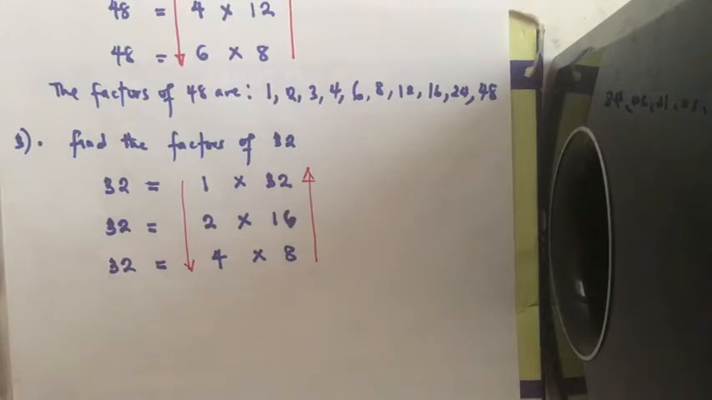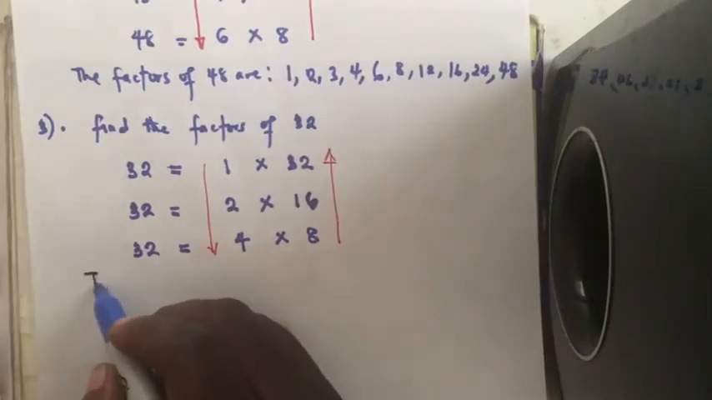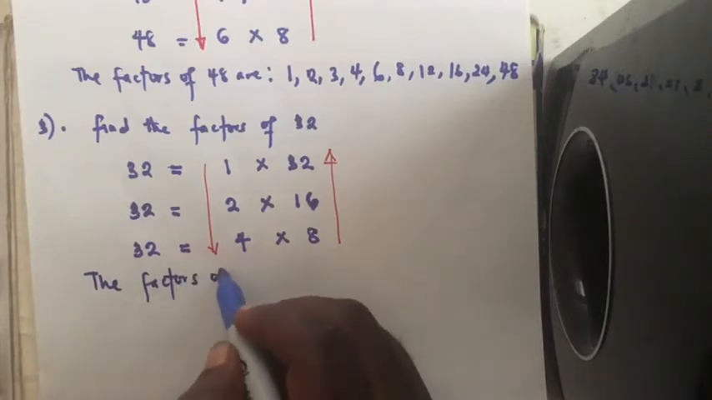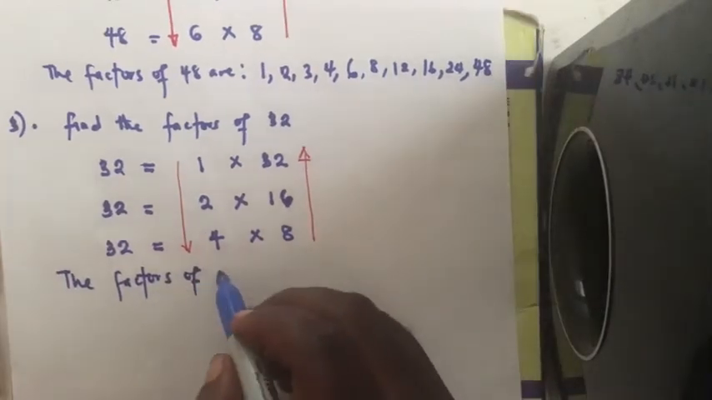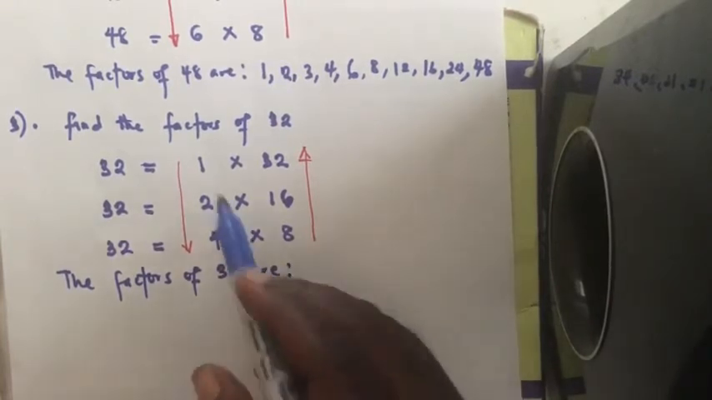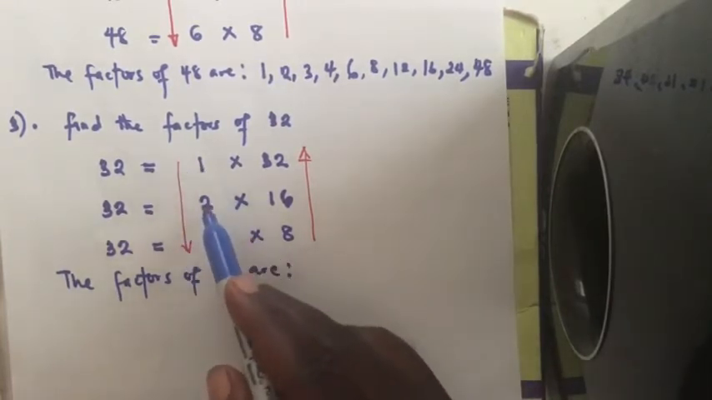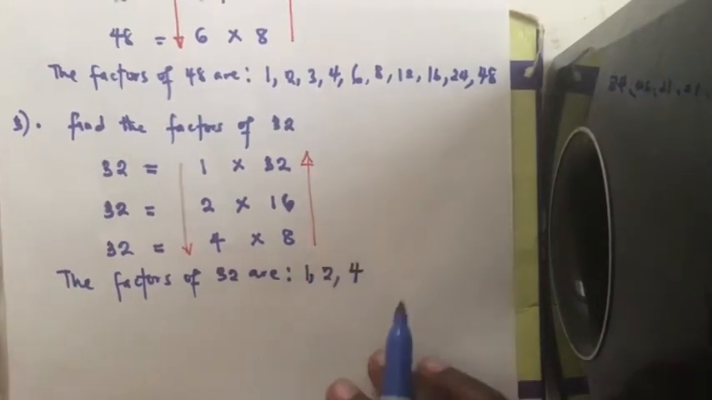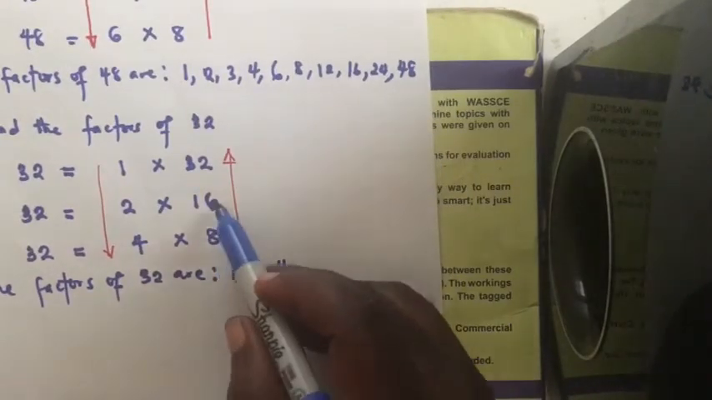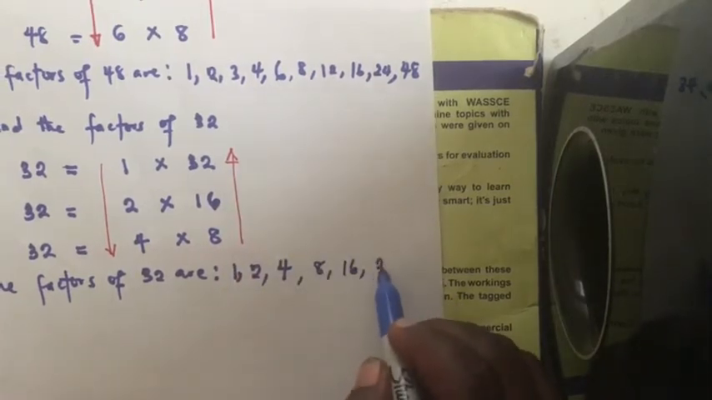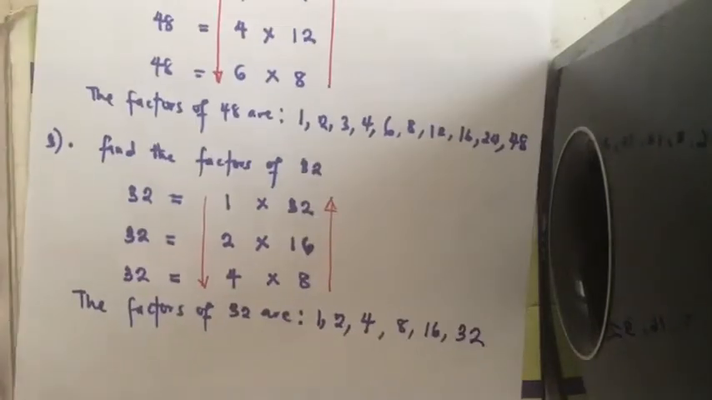So can I say the factors of 32 are, following the arrowhead, 1, 2, 4, 8, 16, 32. Can you see that?